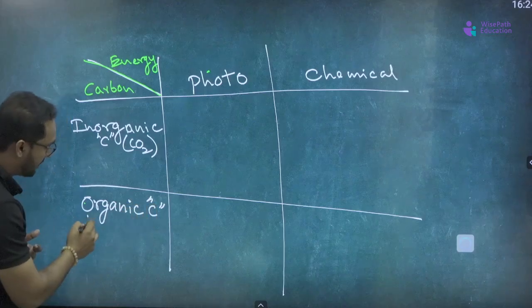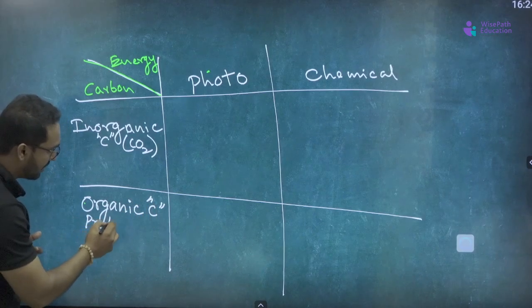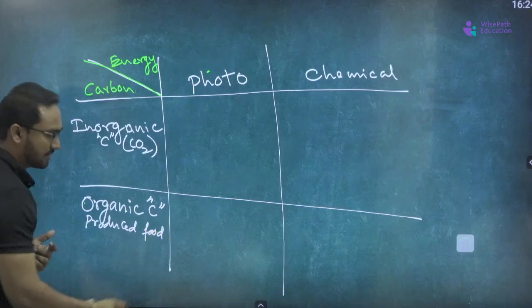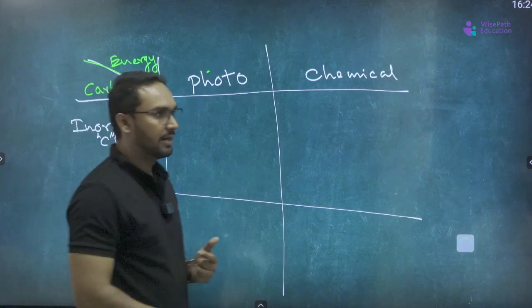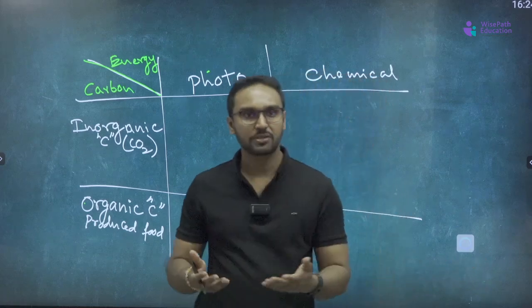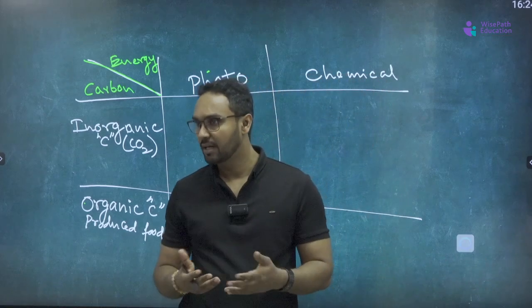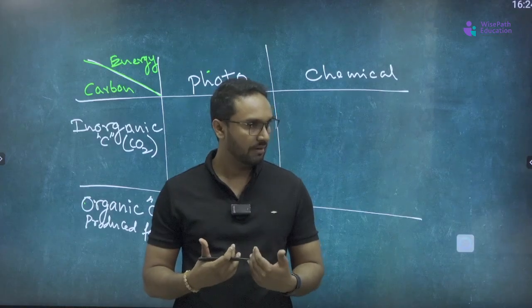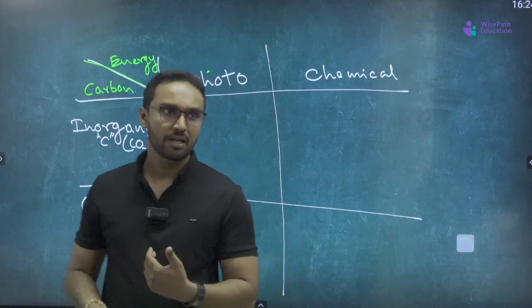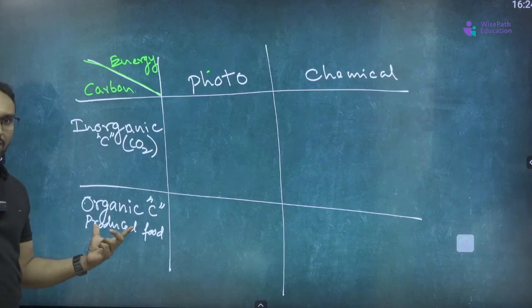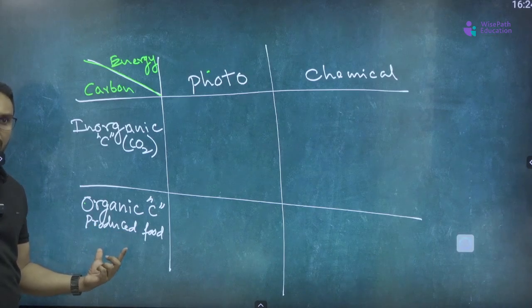carbon, which is produced food. Produced food in the sense of not the foods sold in the shop. Produced food means some organism has produced it. Protein, carbohydrate, lipids. Even we ourselves are producing it. So those carbons are called organic carbon, which are the produced food.